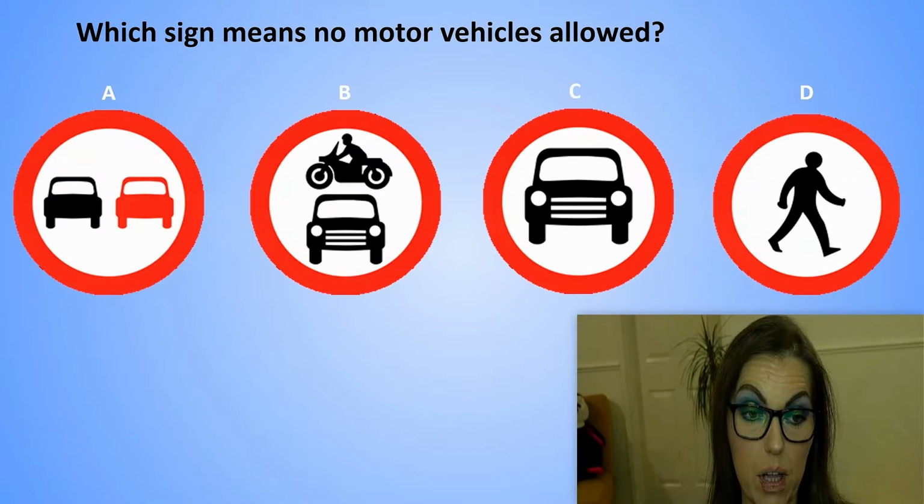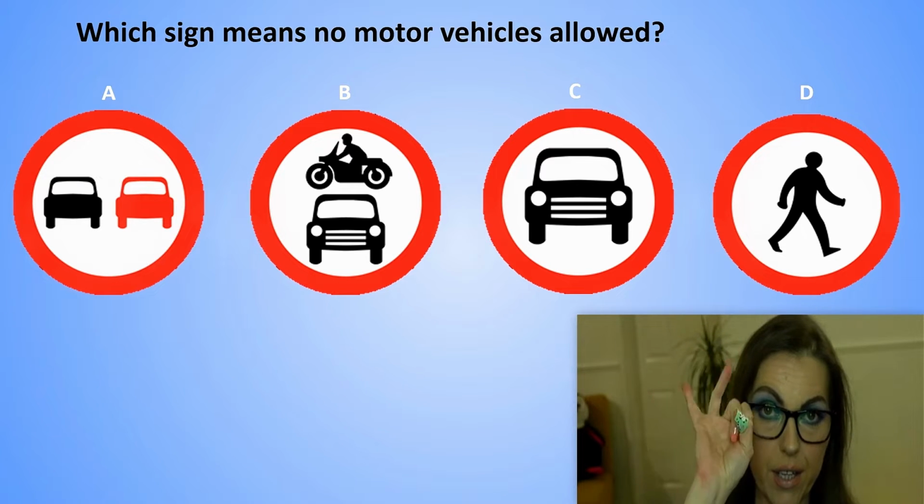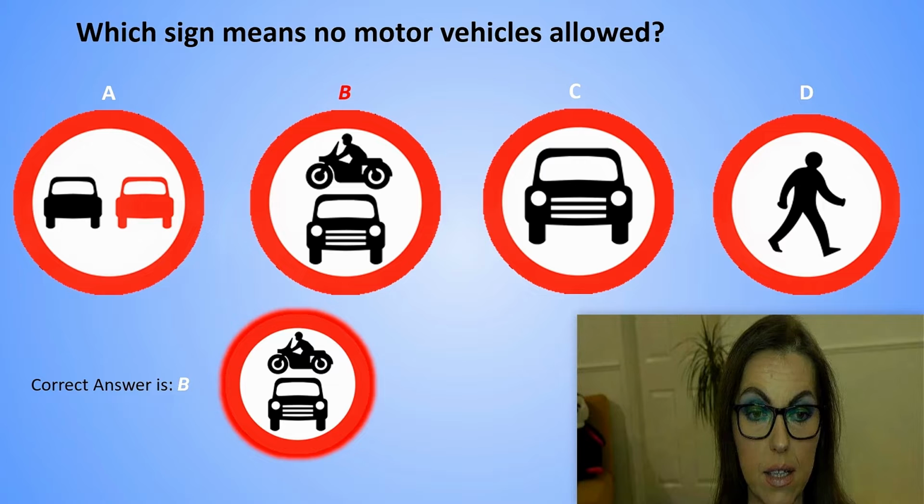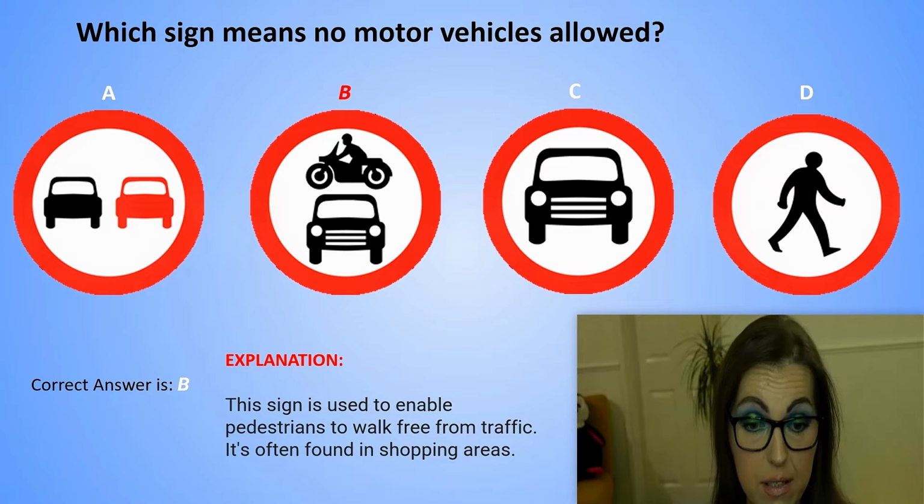Next question. Which sign means no motor vehicles allowed? Sign A, sign B, sign C, or sign D? 5, 4, 3, 2, 1, and the correct answer is B. Explanation. This sign is used to enable pedestrians to walk free from traffic. It's often found in shopping areas.